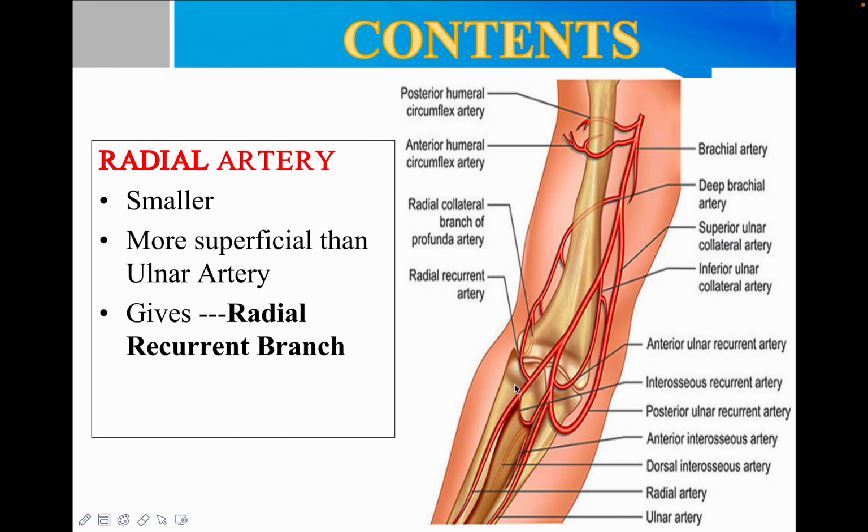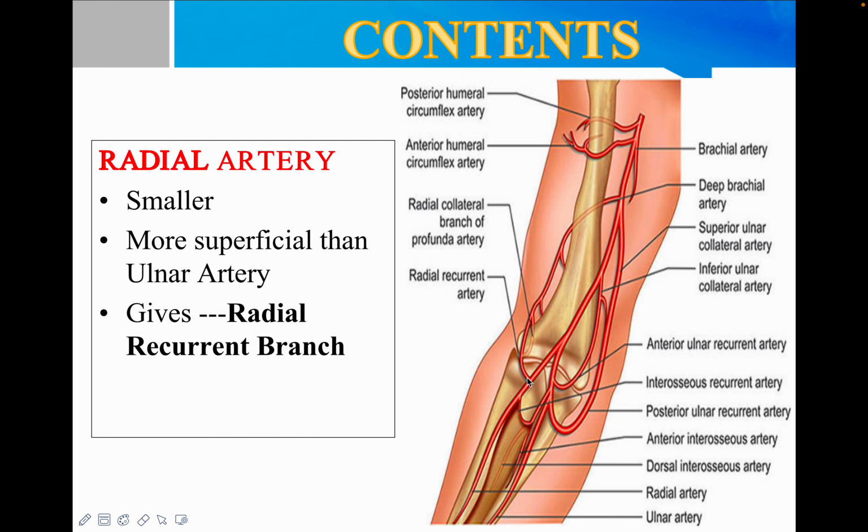So the radial artery is a much more superficial and smaller artery as compared to the ulnar artery. It gives one branch at the level of the cubital fossa, which is known as the radial recurrent artery. The difference between recurrent and collateral: a recurrent branch will always run in the opposite direction from the main artery, and collaterals run in the same direction as their main artery.